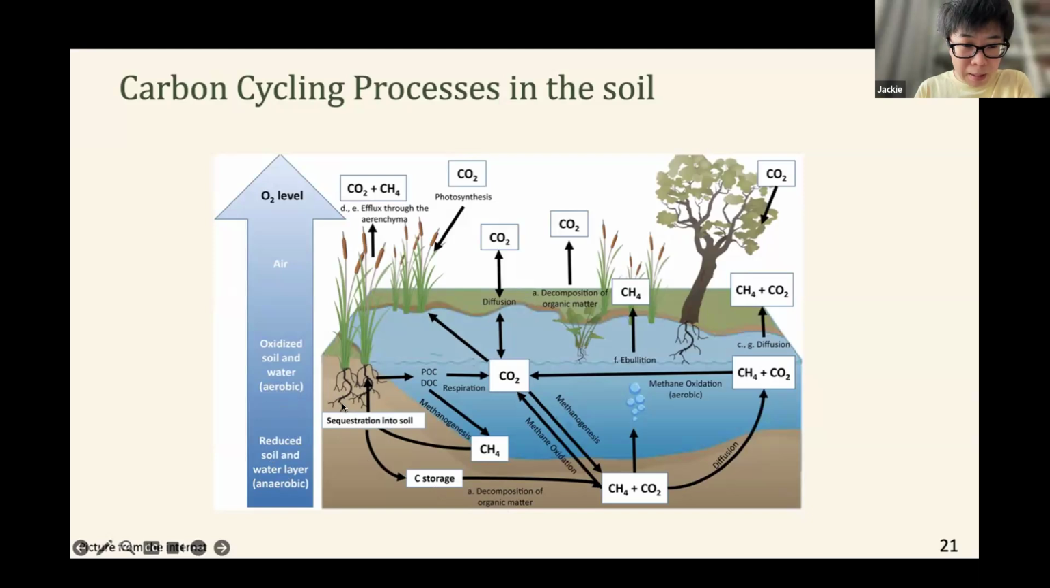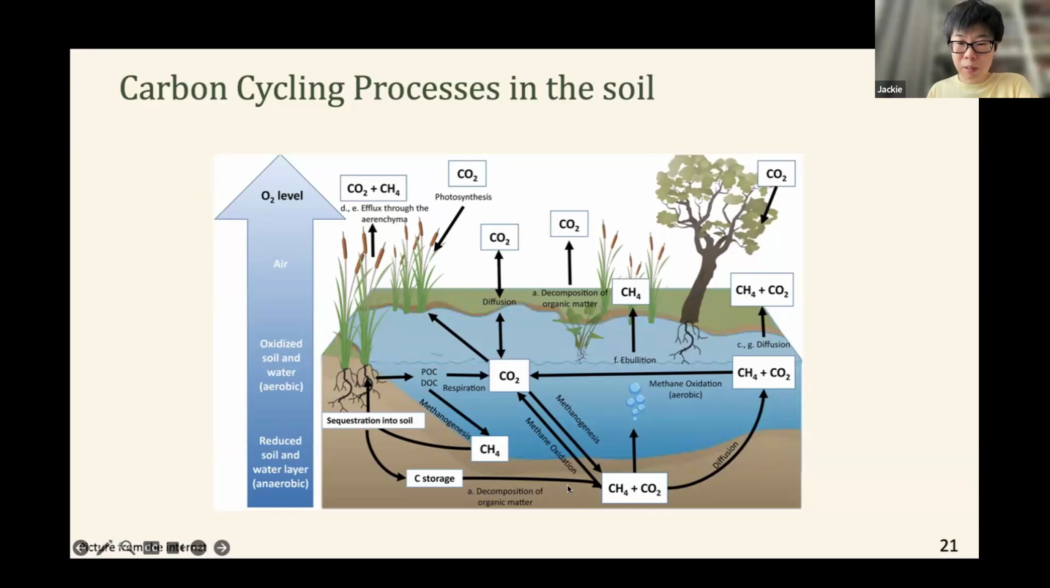Okay, so the primary input of carbon in the soil is through sequestration, as you can see here. Then this amount of carbon will be stored in the soil and will undergo decomposition of organic matter. When you have enough oxygen, CO2 will be produced and then eventually emitted from the soil through diffusion.